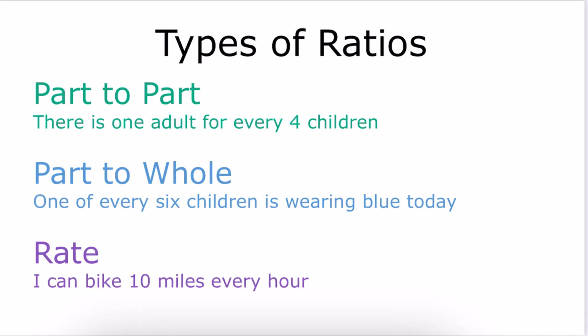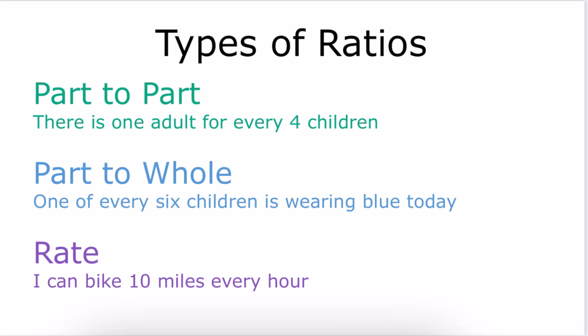You can also have part-to-whole ratios, like one of every six children is wearing blue. In this case, the one is talking about the part of the group of children that's wearing blue, and the six is talking about the entire group of children that includes the children who are wearing blue as well as the children who are not wearing blue. So that would be a part-to-whole ratio.